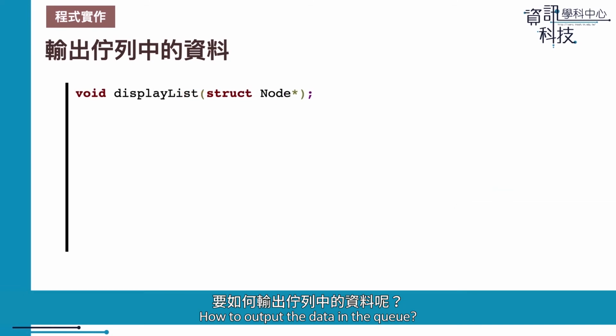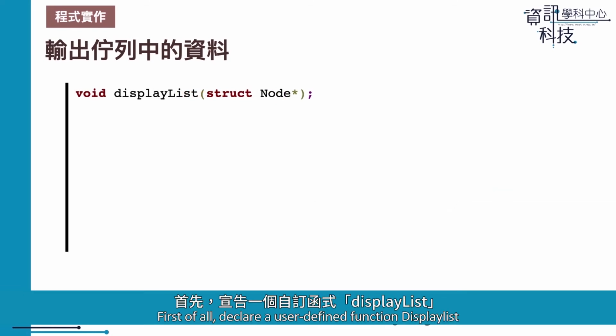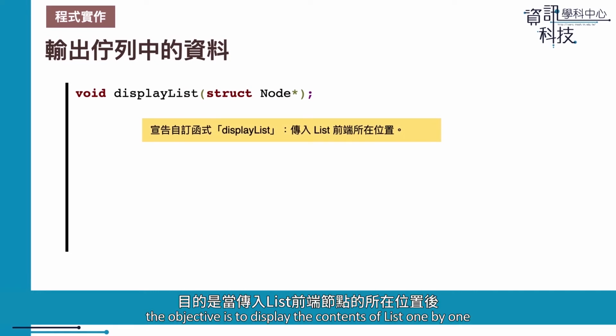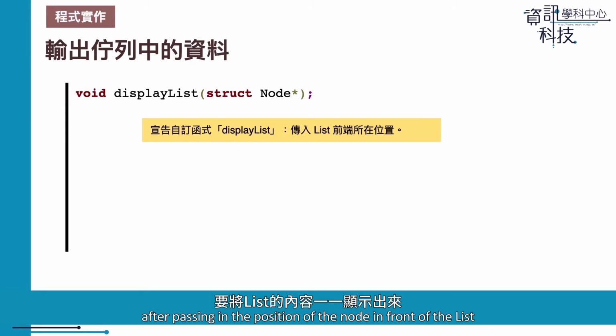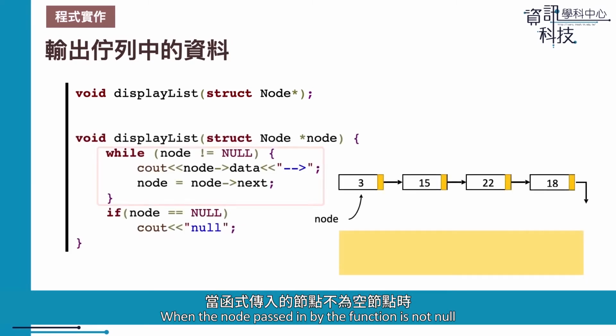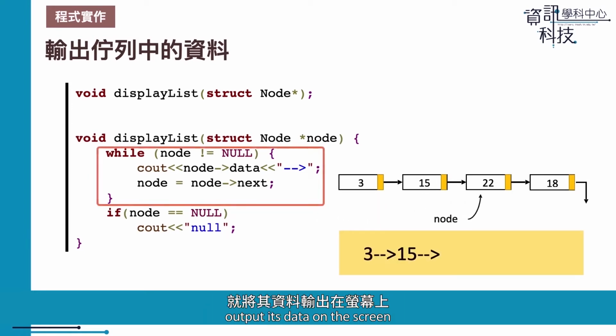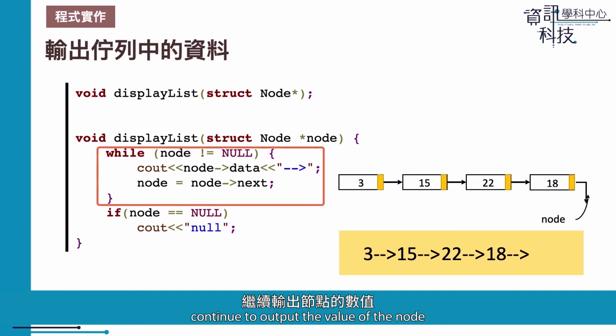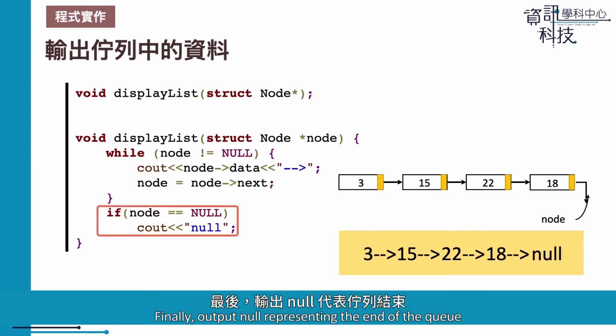How to output the data in the queue? First of all, declare a user-defined function displayList. The objective is to display the contents of the list one by one, after passing in the position of the node in front of the list. When the node passed in by the function is not null, output its data on the screen, and set that node as the position for the next node pointed by the pointer variable. Continue to output the value of the node. Finally, output null representing the end of the queue.